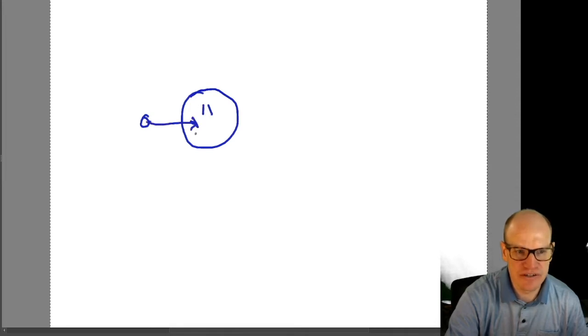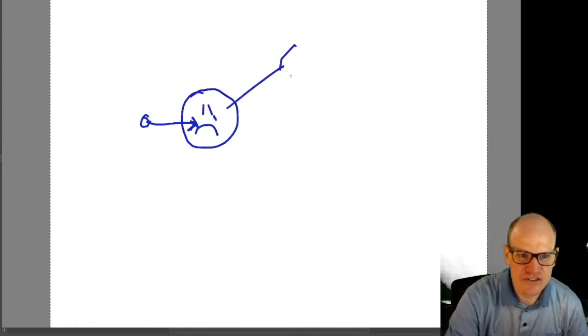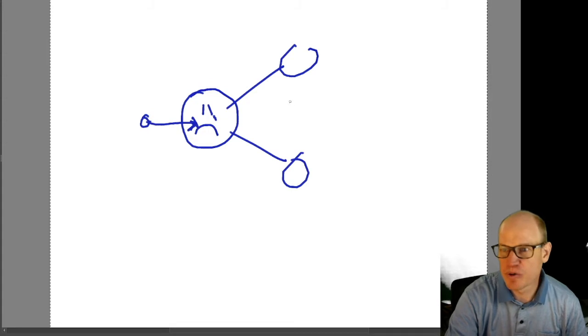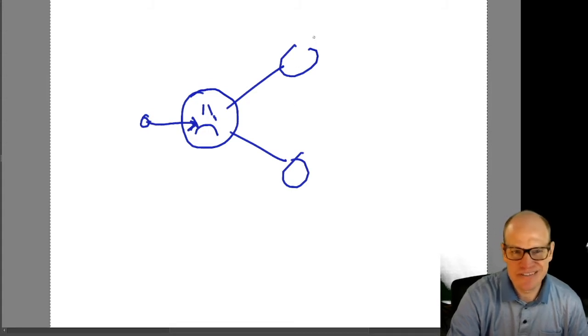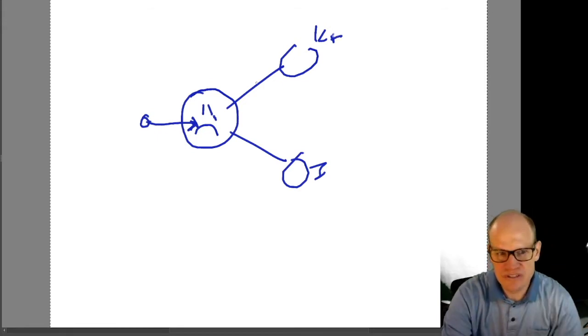So a neutron comes along, gets absorbed by the nucleus. It makes the nucleus very unhappy. It is a very sad nucleus like this. So you can see the tear dripping down. And when the sad nucleus is there, it will split into two daughter particles, two daughter nuclei, like krypton and iodine or something like this. There's an ensemble. We'll take a look at what it breaks into in a little bit.